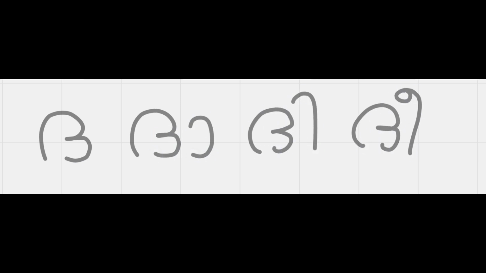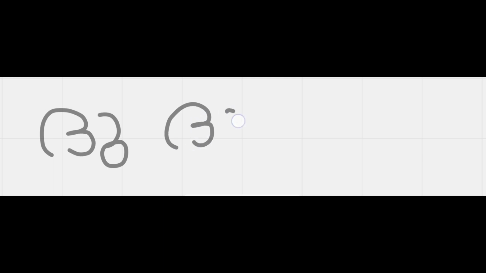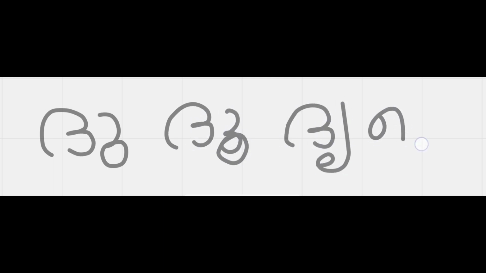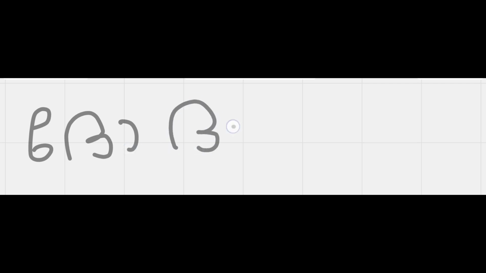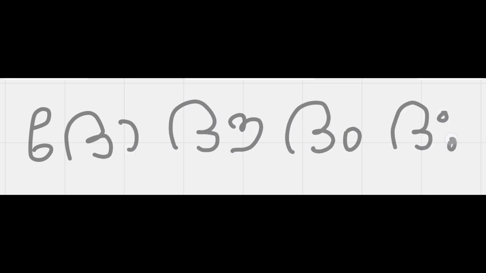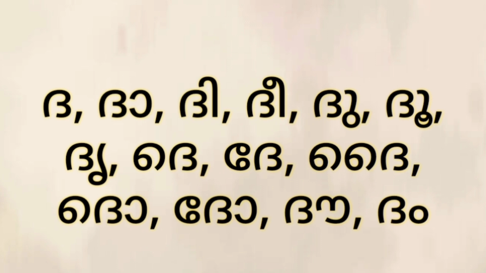The next letter is Da. Da, Di, Du, Dr, De, Dai, Do, Dau, Dam, Da. Da with the symbols. Da, Di, Du, Dr, De, Dai, Do, Dau, Dam.